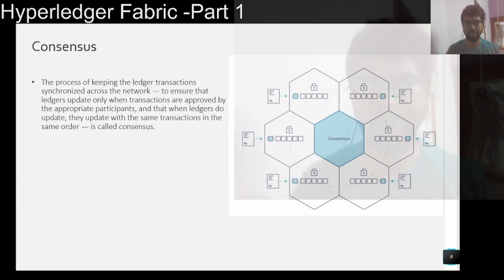Then consensus. In Hyperledger Fabric and in blockchain, consensus is basically one method of keeping our trust. You can see here there are a lot of participants, and they have different ledgers. What connects all of them into a trust is consensus. So if I am putting data over here, it will go for validation by all the other parties, and all the other parties need to accept it. It is the process of keeping things synchronized, this kind of approval process.